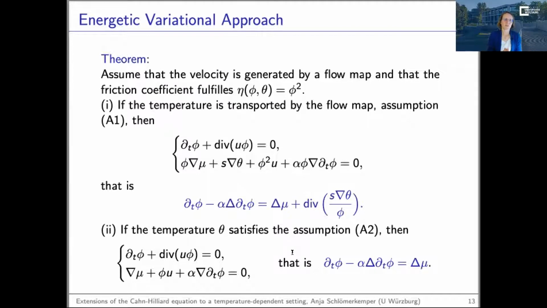And then, putting all this together, if we assume that the velocity really is generated by a flow map, and that we have an assumption on this friction coefficient which enters into the dissipation, then we have again two cases. Assumption A1 on the temperature yields this evolution equation for the phase field, and if the temperature satisfies the other assumption, we obtain this one. We can rewrite these, just plugging things in. You can see here that we have the phi squared u. So you divide this equation by phi, solve for phi times u, and plug this in here. Then you obtain this blue formula as the evolution equation for the phase field under the assumption A1.